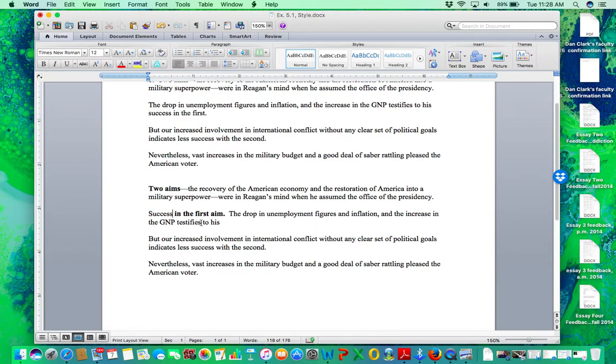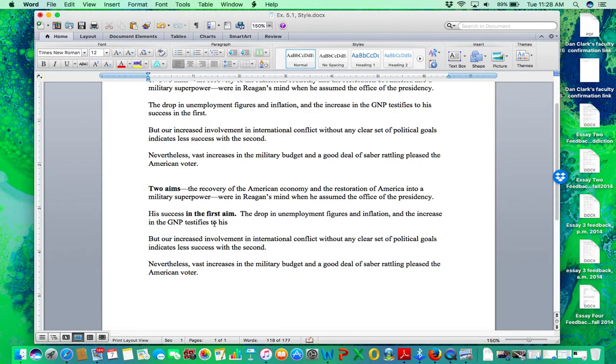Well, now see, this is where I'm going, okay, his success goes here. I'm going to move, so it's actually his, meaning whose? Reagan's. We'll try this first. His success in the first aim.